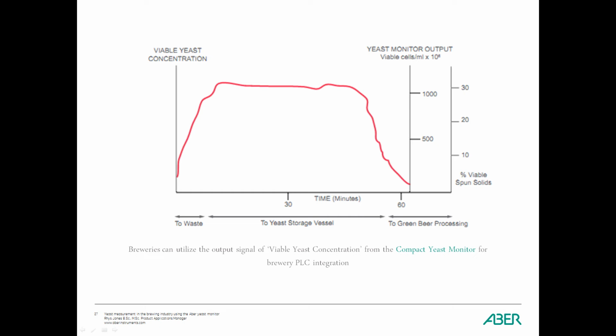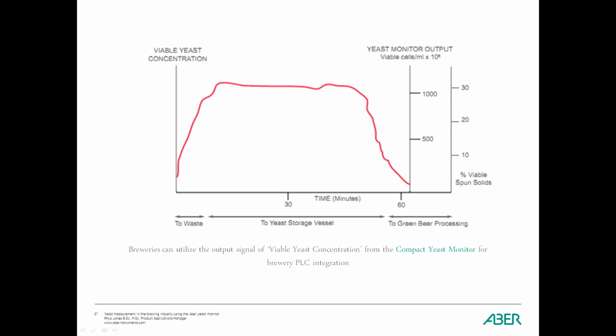Then, as the signal begins to increase when more and more live cells pass the Aber monitor, the PLC can divert the yeast off to the yeast storage vessel. And then finally, the signal will begin to decrease again when the beer yeast mixture passes the Aber monitor, and the PLC can divert this off to filtration once it passes below the preset threshold point.